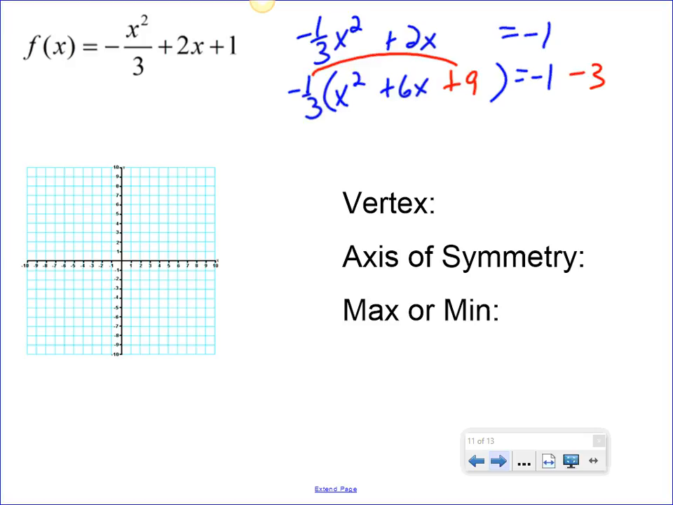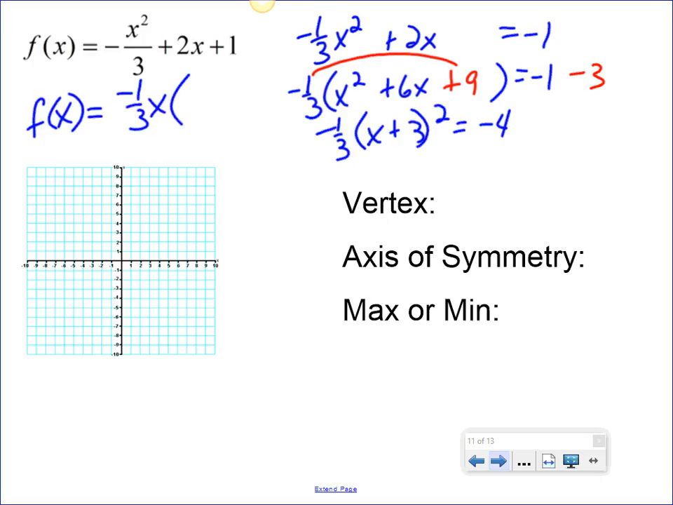So what do I get? I now have a negative 1/3 quantity x plus a 3 squared equals a negative 4. If I rewrite that now into my function form, I would have a negative 1/3 x quantity, oh, not x, sorry, getting ahead of myself. Quantity x plus a 3 squared plus a 4 when I move it back across. So the plus 3 would tell me I'm going to shift it left 3. The plus 4 shifts it up 4.